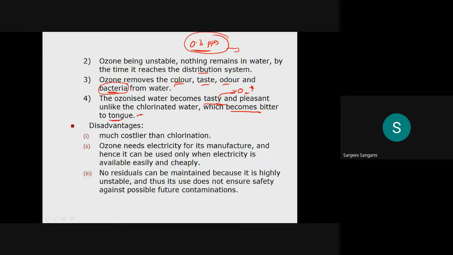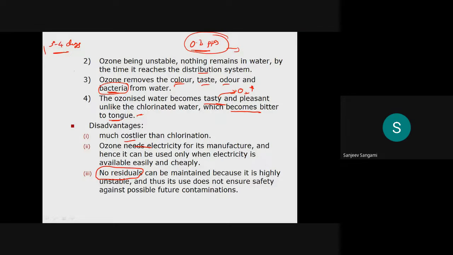So the disadvantage is it is costlier. Okay, it requires electricity. A very important thing is that no residuals are maintained sufficiently. See, the residual chlorine, for example residual bromine, if you maintain it, at least it will be there for 3 to 4 days in a distribution network. If pollution has happened in between these 3 or 4 days, it is going to kill. Or if bacteria entered in between these 3 to 4 days, it is going to kill.